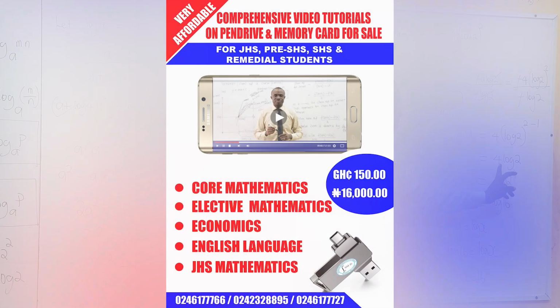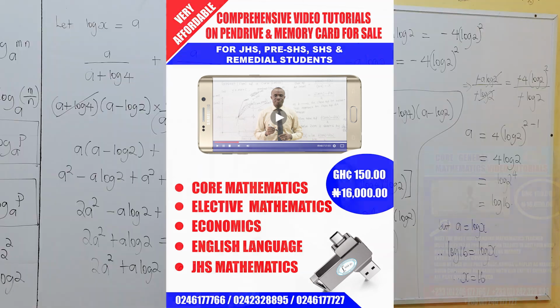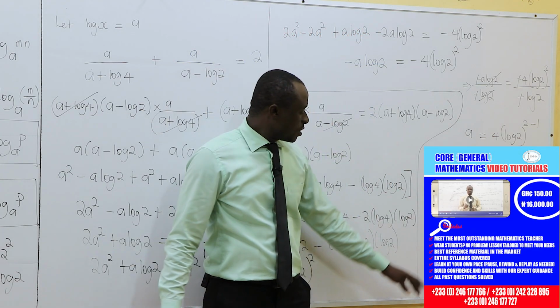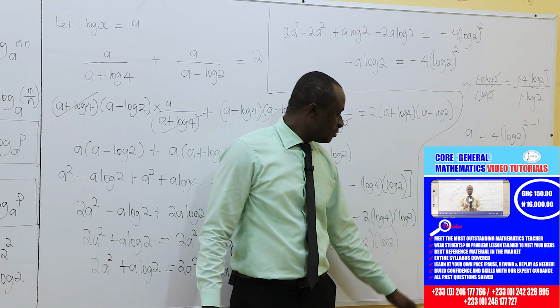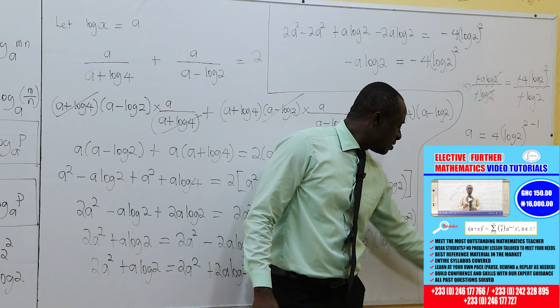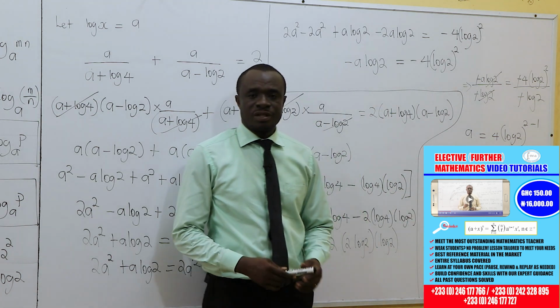The 4 will go to the top using the third law, so log 2 to the power 4. And 2 to the power 4 is 16. But we know that a is equal to log x. So log 16 equals log x, and clearly, with base 10, x is equal to 16.